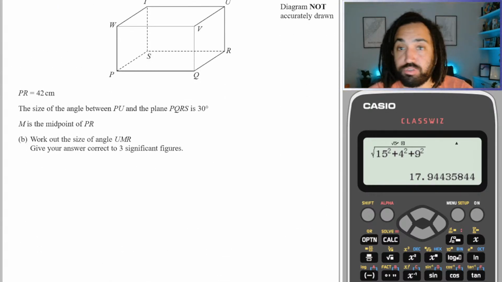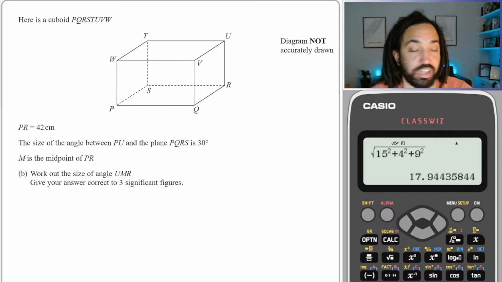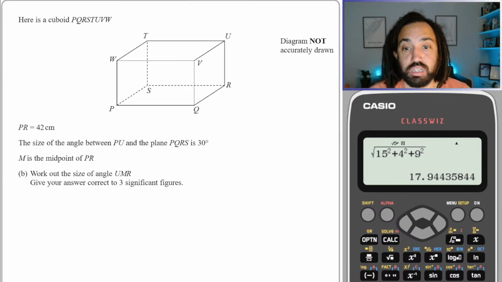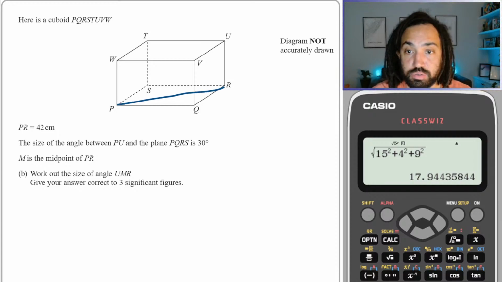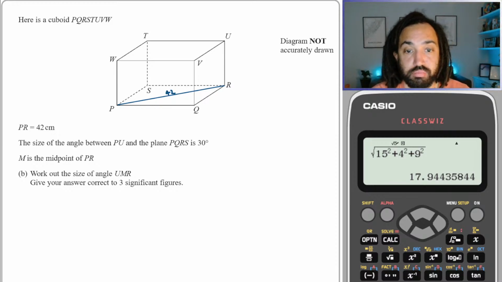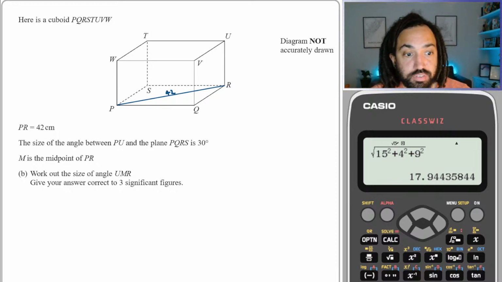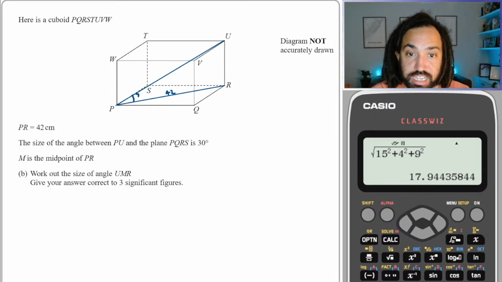Okay, we've got a 3D trig question this looks like. So we've got an angle here, so we're not going to be using Pythag. And it says that PR is 42, so I'll draw that on straight away. PR is 42. Okay, so that's 42 there. Brilliant. And it says that the size of the angle PU and the plane is 30 degrees. So that angle in there is 30.